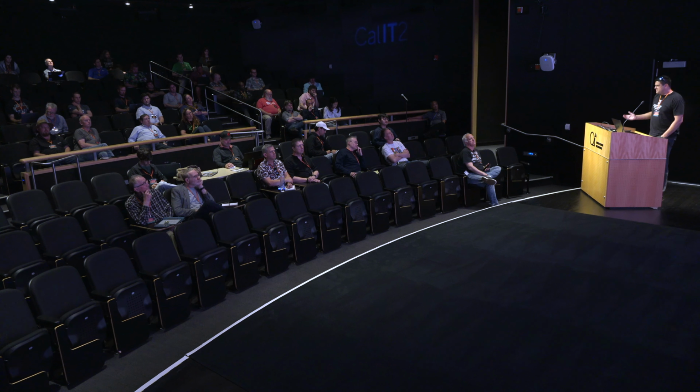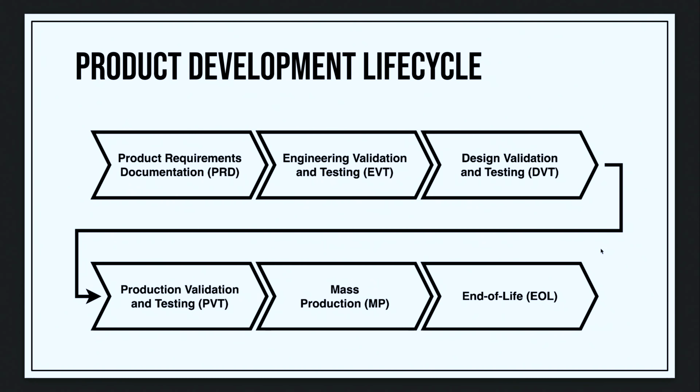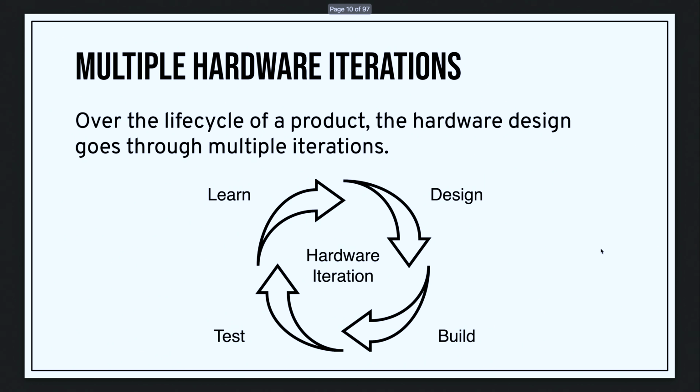Every product that gets manufactured has a life cycle. It usually starts from defining the product requirements, going through a series of validation and testing phases, and then ultimately ramping up to mass production and eventually going through service and end of life. And as you go through that life cycle, there are multiple cycles of design, build, test, and learn, where you're iterating on this product over time.